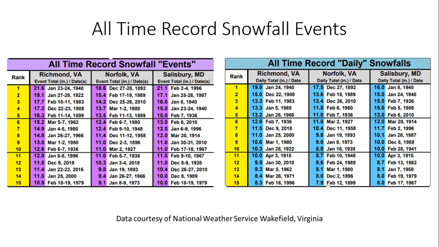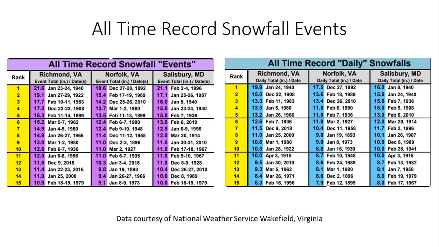Moving ahead now to all-time record snowfall events. This involves 3 particular areas: Richmond, Virginia, Norfolk, Virginia, and Salisbury, Maryland. The one on the left shows the all-time record snowfall events, some of the biggest snowstorms. I'll focus my attention on Norfolk, since we're really focused on the Hampton Roads area. But please feel free, if you're watching from the Richmond area or Salisbury, Maryland, you can also see your rankings next to the Norfolk area.